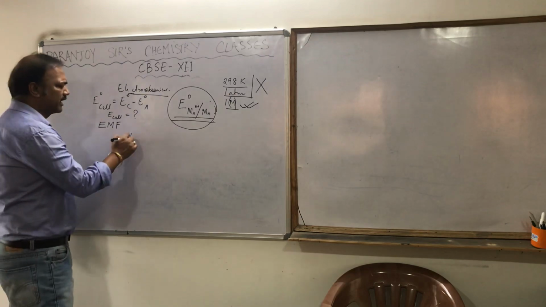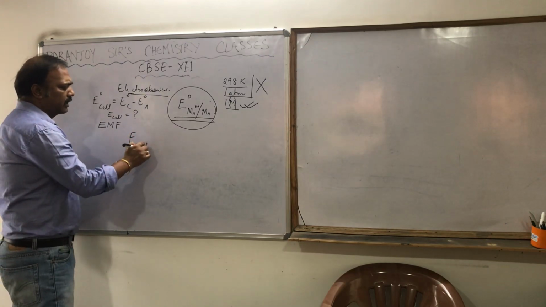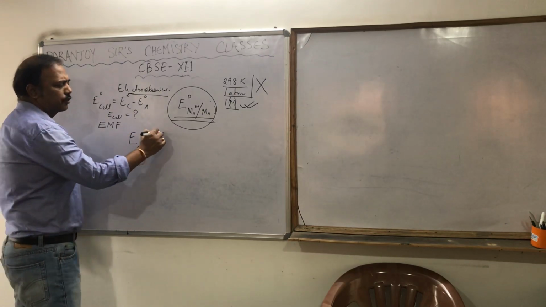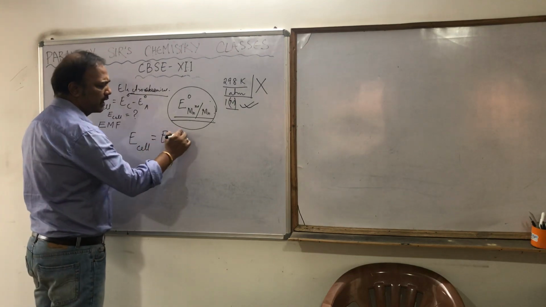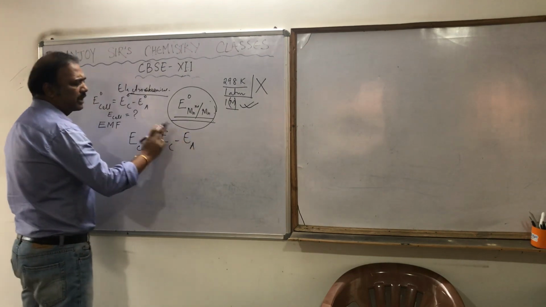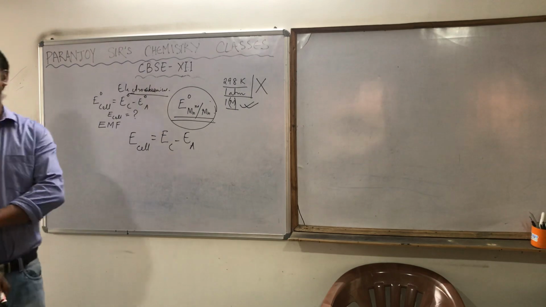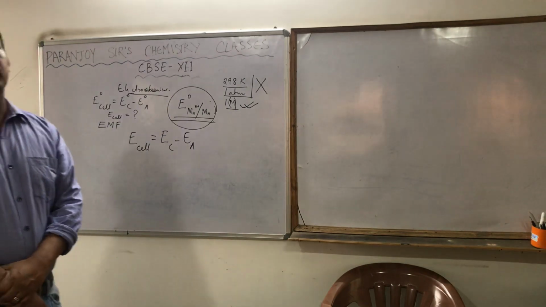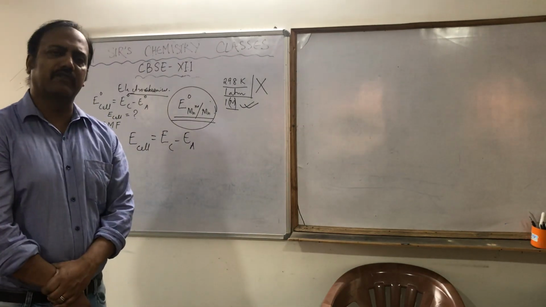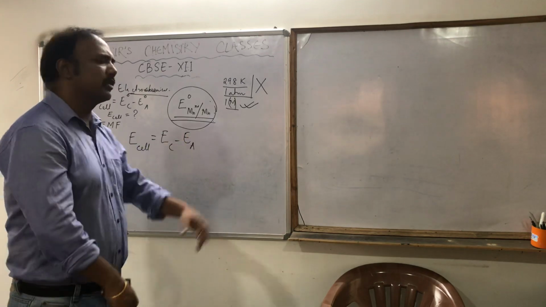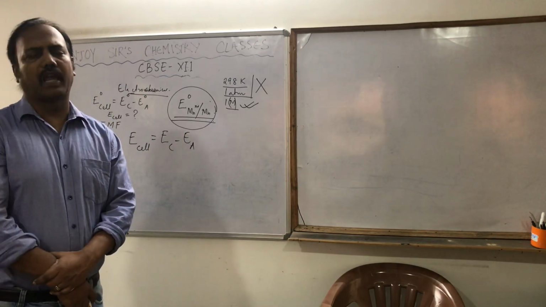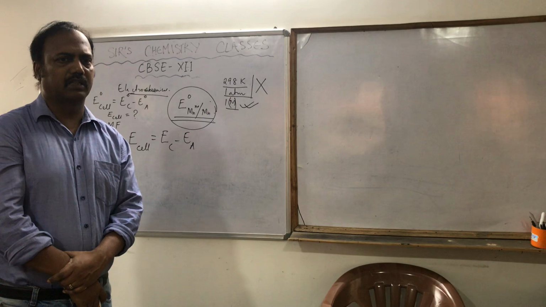So obviously E cell, that is at non-standard condition, the EMF of the cell should be equal to E cathode minus E anode. E cathode means what? E cathode means the electrode potential of the cathode at non-standard condition, whatever is the condition. And E anode means what? Electrode potential of the anode at non-standard condition.